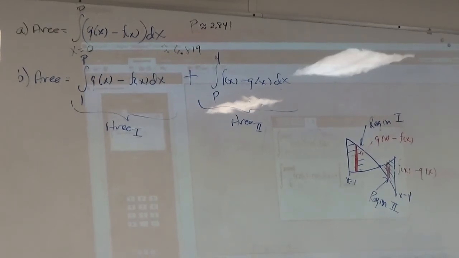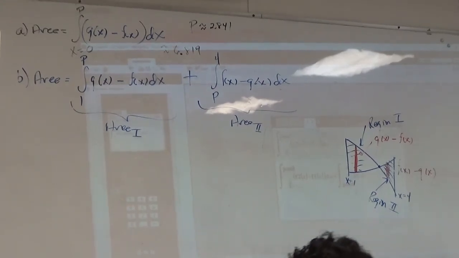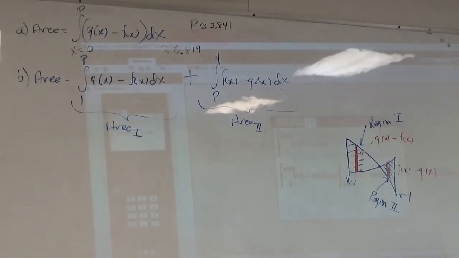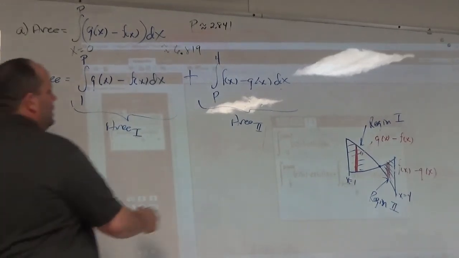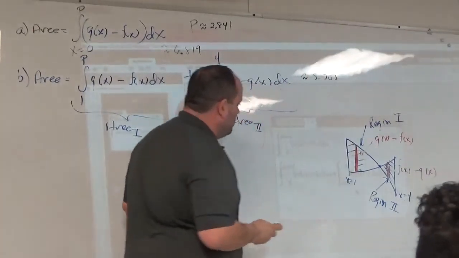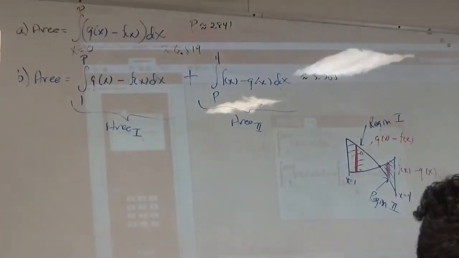Okay, if all goes well, according to my calculations, I've got 5.303. Yeah, 5.303, and that's what Paul's getting eventually.